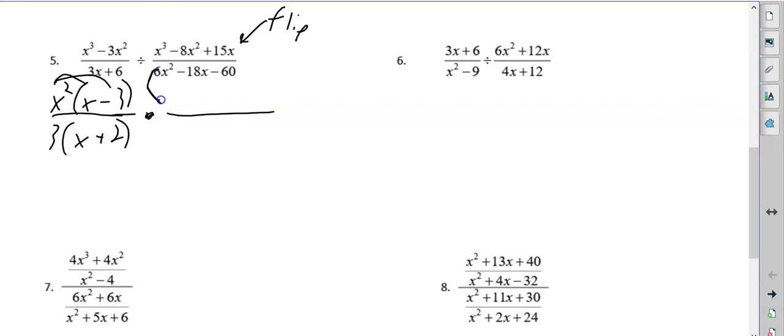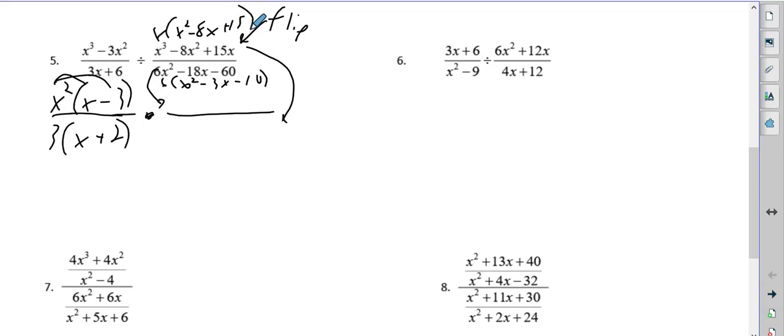Now I'm going to turn this into multiplication, and I'm going to factor as I bring it down. So this is going to go on the top. This is going to go on the bottom. Okay? Now, before I do that, to make my life easier, I'm going to factor a 6 out of here. Okay? X squared minus 3x minus 10. That will make my factoring easier. Okay? And on the top here, I'm going to take an x out and get x squared minus 8x plus 15. Okay? That'll just make it a little bit easier when I factor.